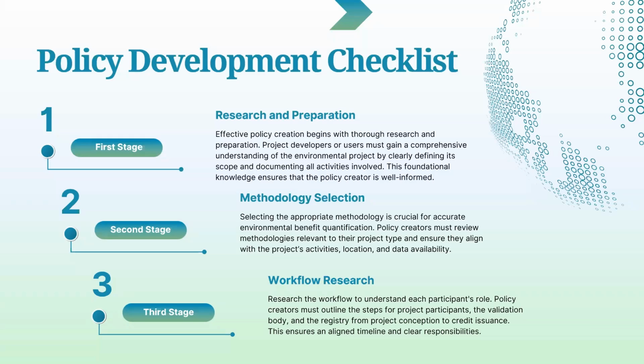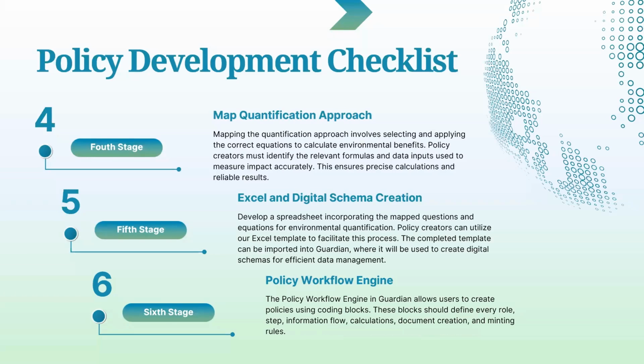And then we're going to outline what is each step that they have to accomplish within this timeline. The fourth stage here is going to be mapping quantification approaches. As I previously mentioned, we have these PDFs that outline several equations that could be used. They're not always all relevant to your project, even if the methodology is. So you want to make sure you're only including the ones that are needed for your project and those environmental quantifications that need to occur.